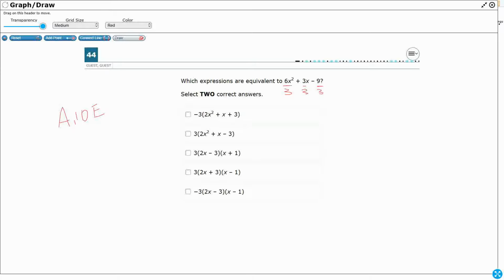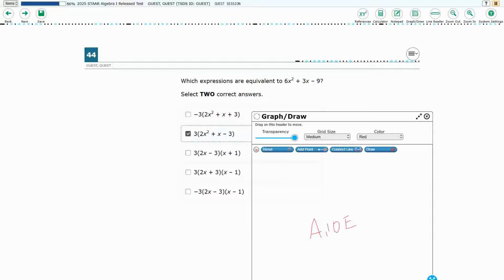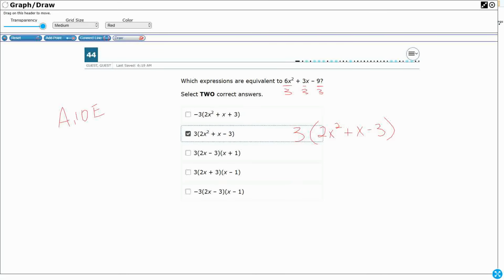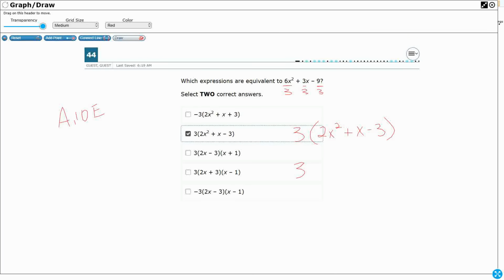That's going to be our first term. And so if we take that 3 out, that's going to leave 6/3 or 2x squared plus 3/3 or 1, so that's just going to end up being x, minus 9/3 or minus 3. So that's going to be our first one that is the same, and we see that right here. And then our second job is let's go ahead and factor this as if it were a quadratic that we were trying to find the solutions for. And so we're going to leave this 3 out here, not do anything with it.